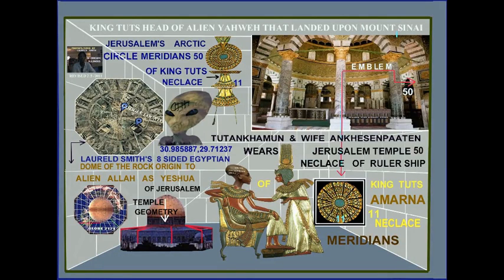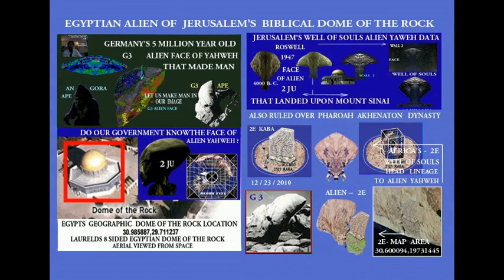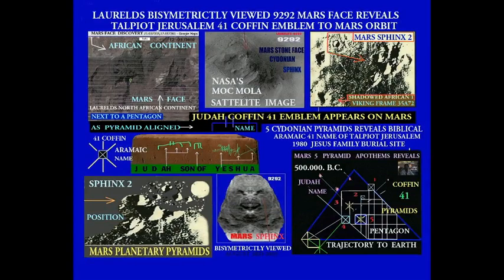By bisometrically viewing this 41.2 degrees north stone face on Mars from the original satellite images, we see an Hermetic face with zygomatic bone structures of the Ethiopian race. So here we have, I refer to this Sphinx as 9292.